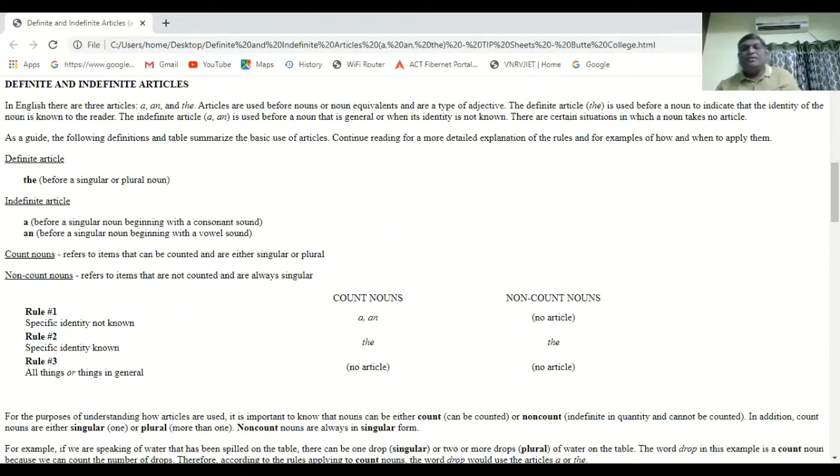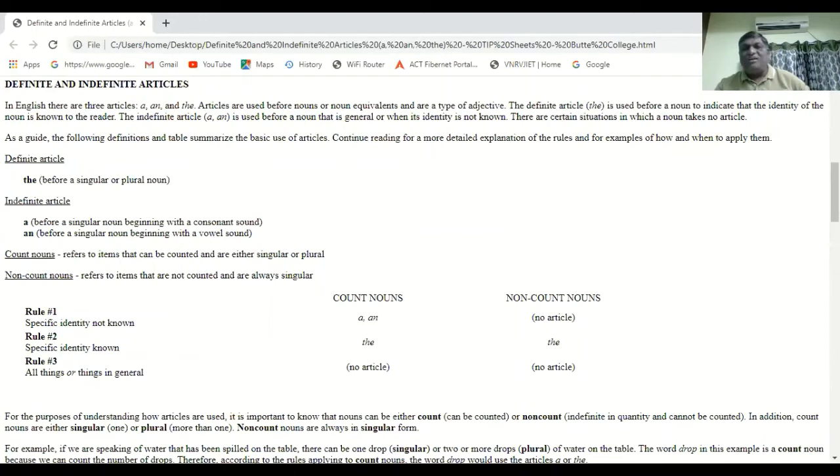Yeah. So definite and indefinite articles. So there are three articles, but this is wrong to say there are three articles. There are only two articles. One is definite, the other is indefinite. But namely, people say that there are three: a, an and the.